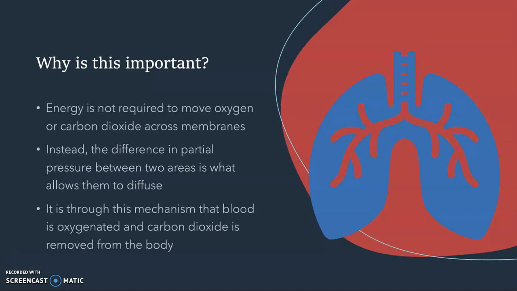So for example, the partial pressure of oxygen is high in the alveoli and low in the blood of the pulmonary capillaries. This results in oxygen diffusing from the alveoli into the blood. Meanwhile, the partial pressure of carbon dioxide is high in the pulmonary capillaries and low in the alveoli. This results in carbon dioxide diffusing from the blood into the alveoli. So it is through this mechanism that blood is oxygenated and carbon dioxide is removed from the body.